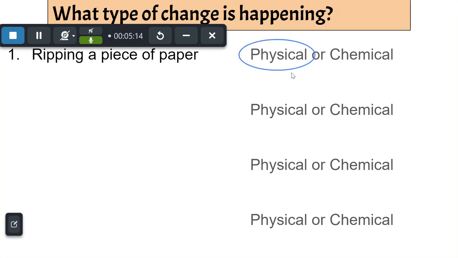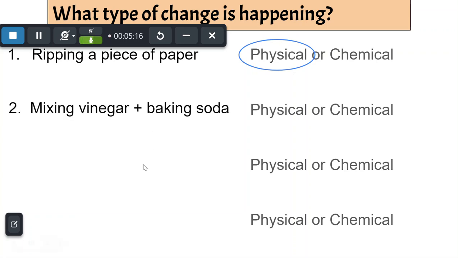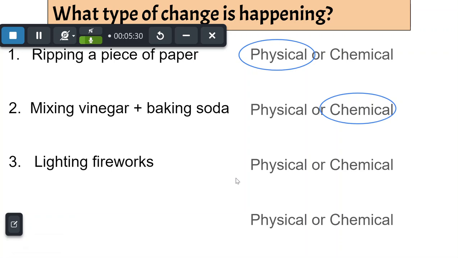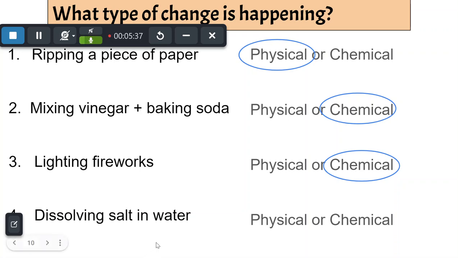Physical. If we are mixing vinegar and baking soda, if you haven't done this, you can just do a little bowl or a little cup and put some baking soda in there and pour vinegar on top. It will fizz and make bubbles. That's a chemical change. Lighting fireworks, we see explosions, we hear explosions, we can see colors, right? That's going to be chemical. And then dissolving salt in water, that'll be a physical change.